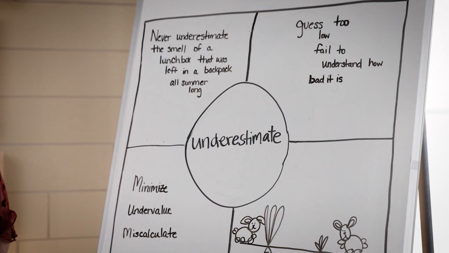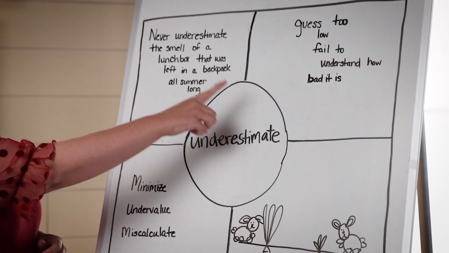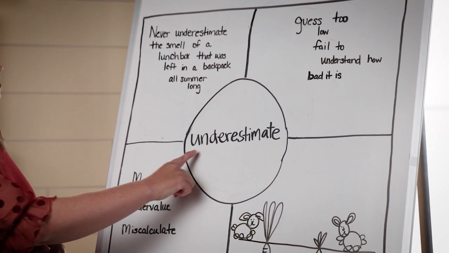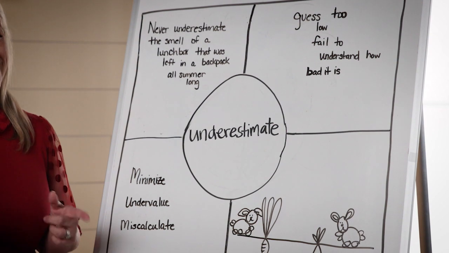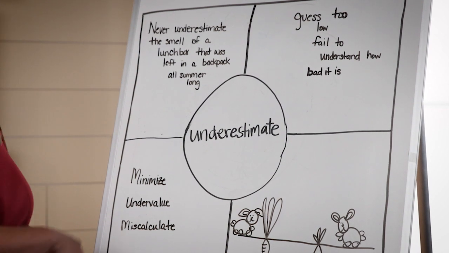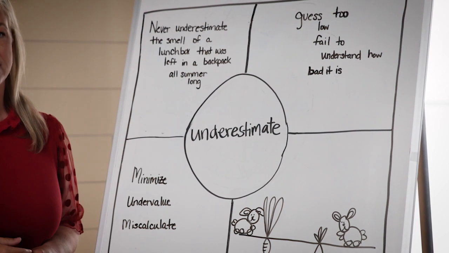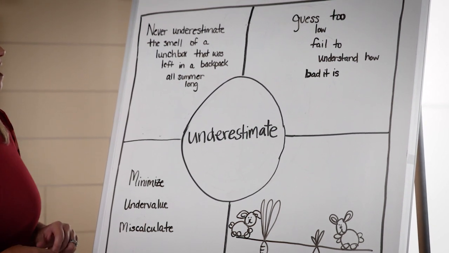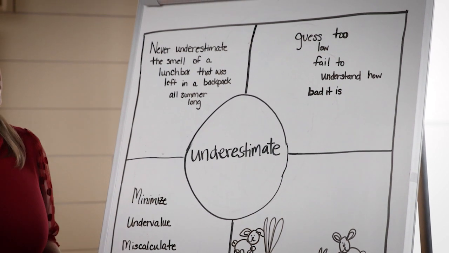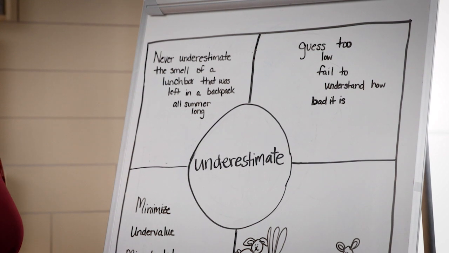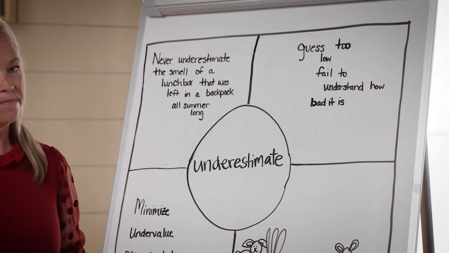This is my Foursquare. I started by drawing a circle right here in the middle, and inside that circle I wrote the word underestimate because that's the word that I don't know what it means. Then I drew a large box around it and broke that box into 4 more boxes. In the first box, I wrote the sentence that kind of stumped me. Never underestimate the smell of a lunchbox that was left in a backpack all summer long.